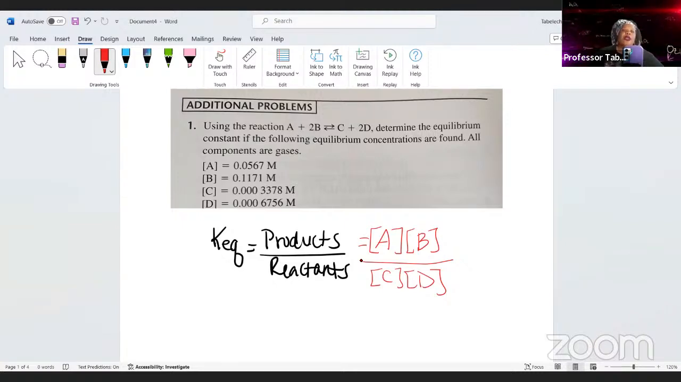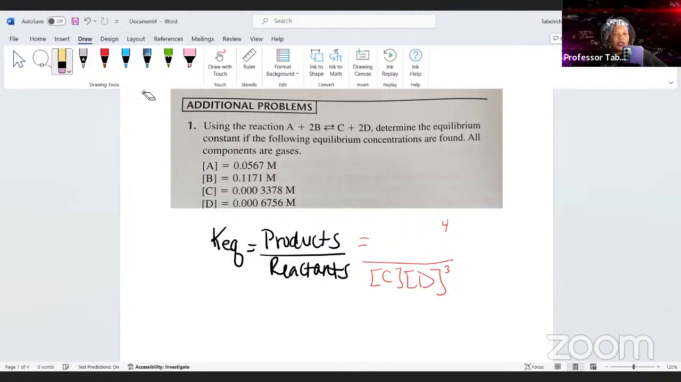So let's just pretend like B had a coefficient of 4 in front of it when you balanced your reaction. And let's say that D had a coefficient of 3 and A had a coefficient of 2 and C was just 1. You have to also make sure that you incorporate your coefficients as the power of that. So that's just an FYI in terms of what we're going to do based on this process. I'm going to go ahead and erase this because this is not the correct stuff for this particular problem. I just wanted to give you all the background.